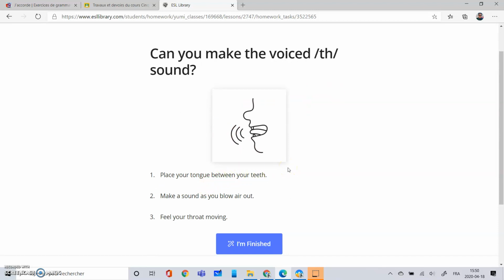I know exactly that is not very easy to pronounce the TH, especially for those who speak French. So instead of saying the car, you should say the car. So make sure that you practice at home.